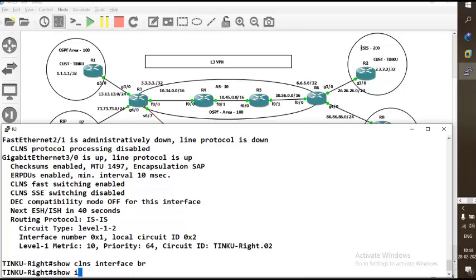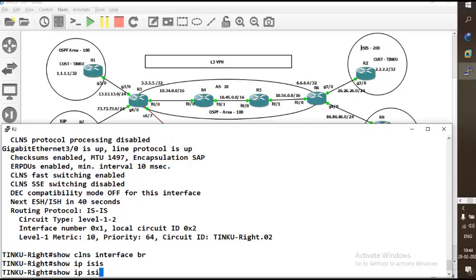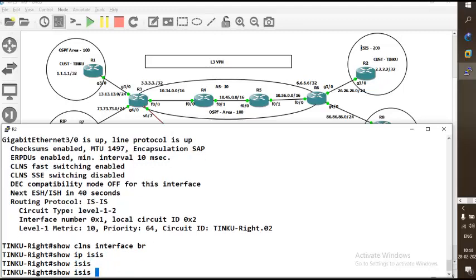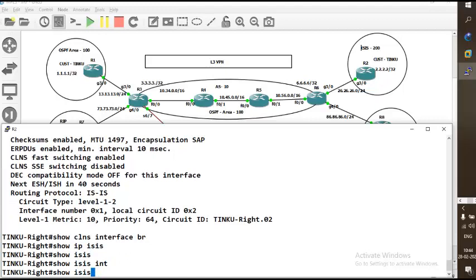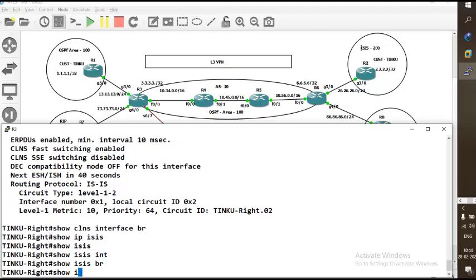Show IP ISIS. I thought the configuration would be similar to OSPF. I didn't know all this. No, not like this. Show protocol.